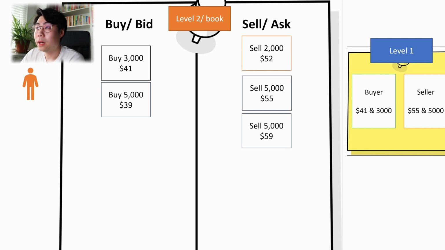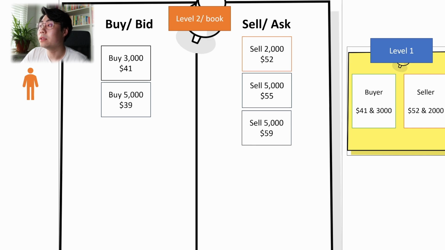So now, because the highest priority for the ask has changed, we will see that level 1 will also get refreshed. Now it will show $52 for 2,000 shares, right? So level 1 will constantly refresh because it is derived from level 2, right? And level 2 will keep on refreshing when more and more orders come in.